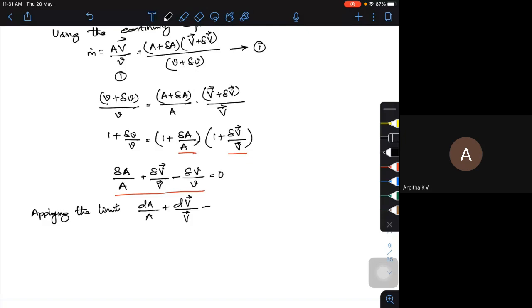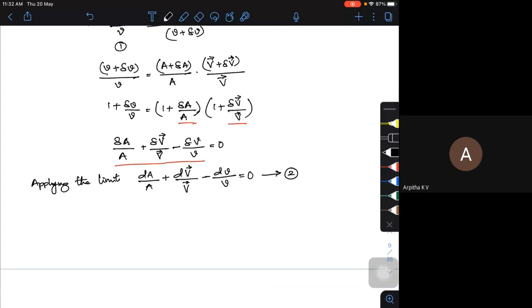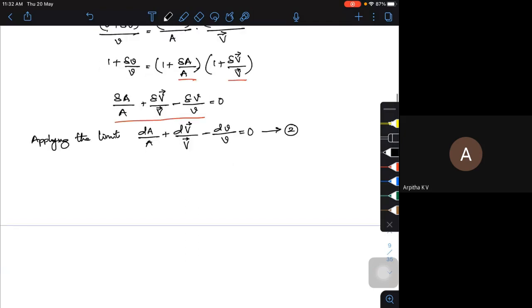Now, this will be dV by V is equal to 0. So I'm just applying the limits. Let me call this equation number 2. Now, what type of flow is it actually? Already we have taken that. The flow is isentropic. For an isentropic flow, what is it actually?